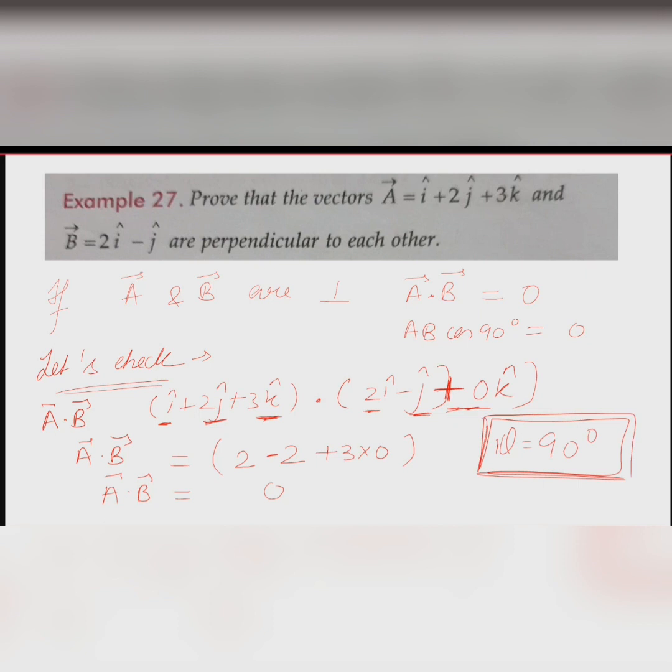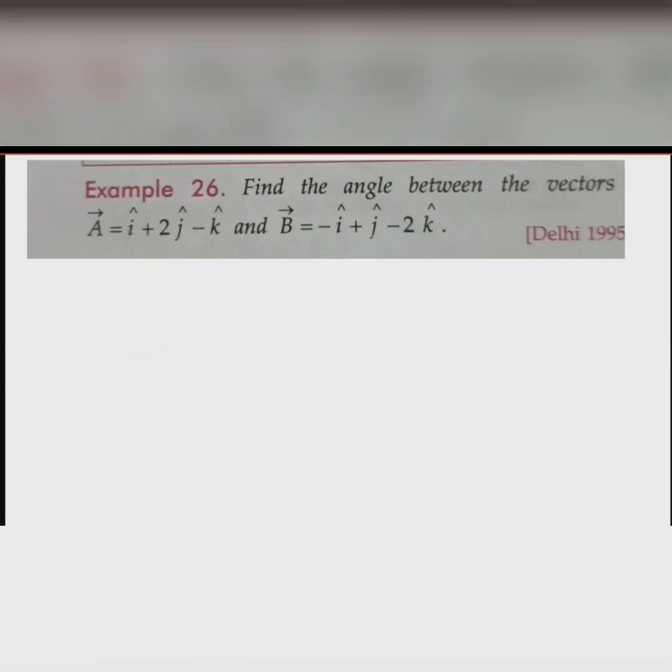Is it clear to everybody or not? Because these kinds of questions are pretty important. Generally, you get one numerical either on calculating the dot product or proving that the vectors are perpendicular to each other.